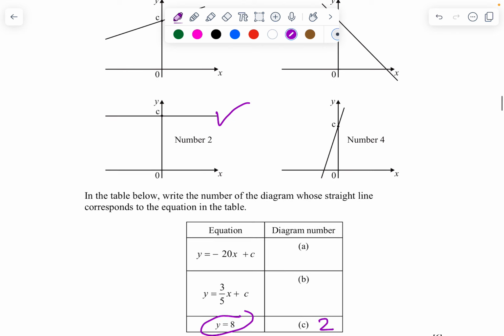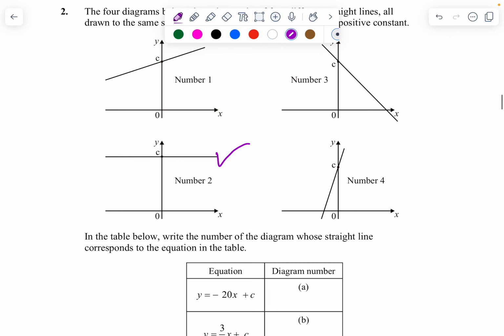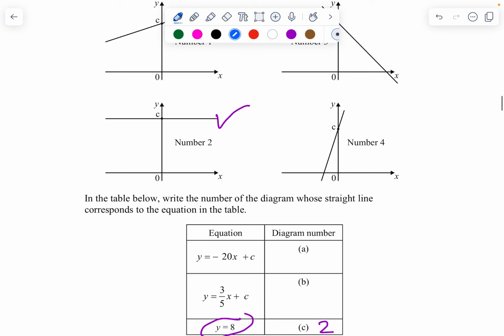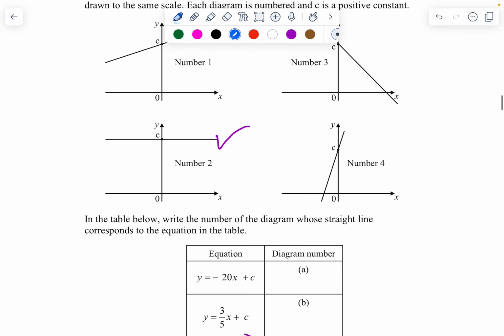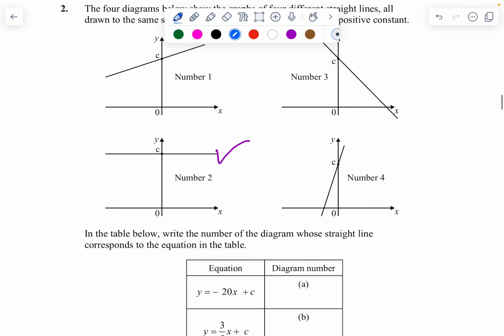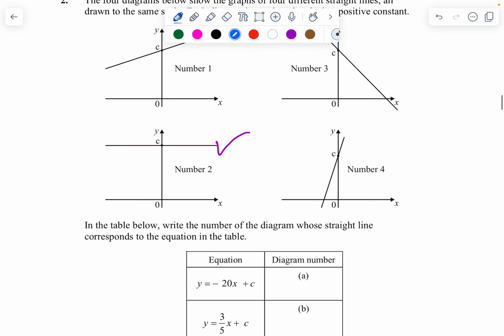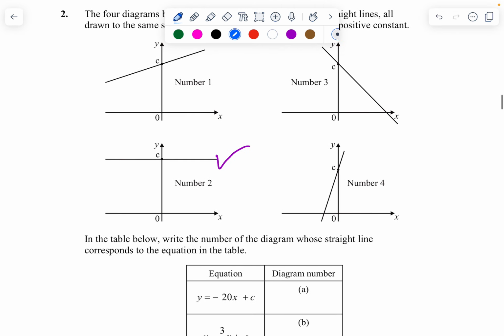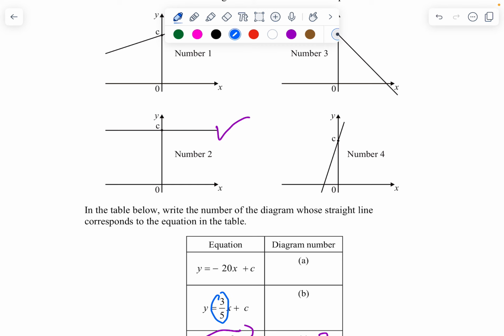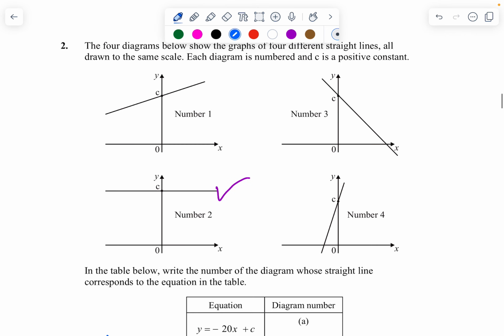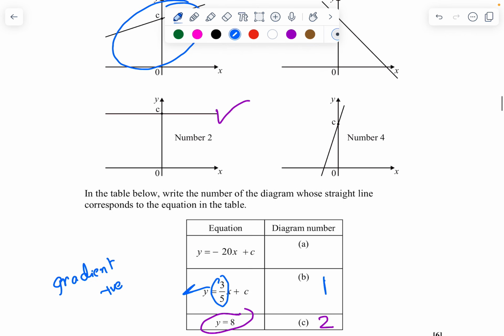Now y equals negative 20x plus c, and y equals 3 upon 5 x plus c. So this is going to be a positive slope. The gradient is going to be positive. Gradient is positive means it should be going up. So therefore this is going to be diagram number 1.